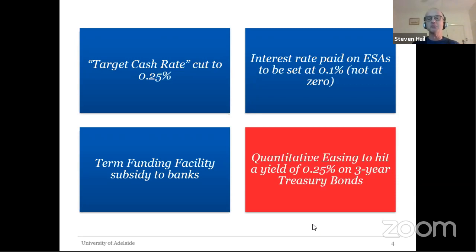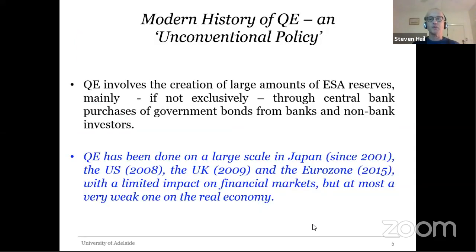And it also conveys to financial markets the RBA's intention to leave the target cash rate at 0.25% for at least 3 years. But there's not going to be an increase in official interest rates anytime in the foreseeable future. The RBA has never done quantitative easing before, and indeed quantitative easing had never been done before in modern times until it was introduced in Japan in 2001.